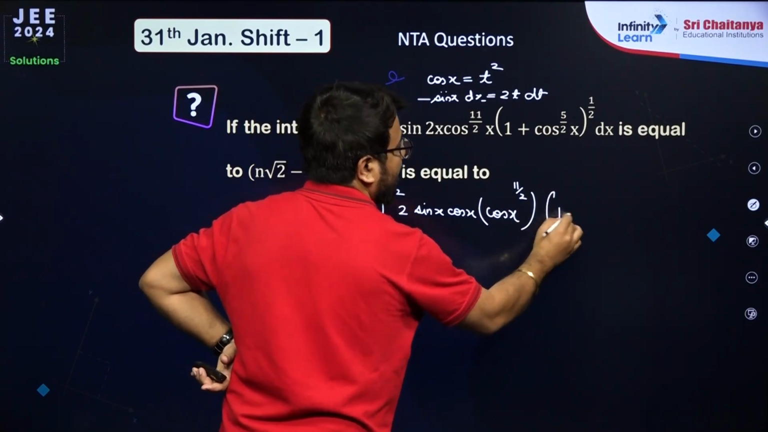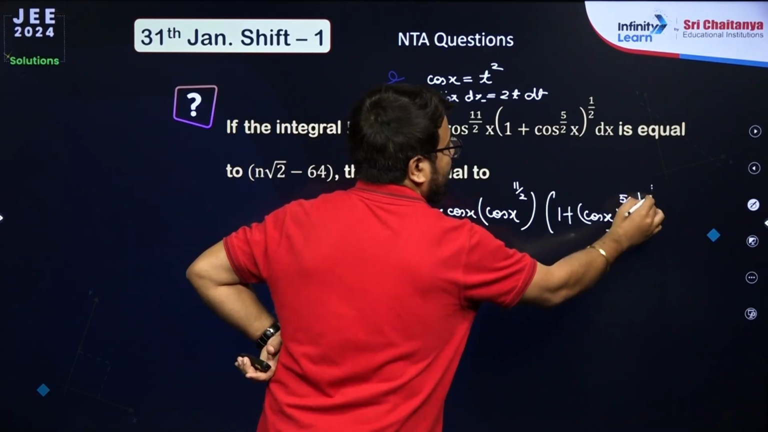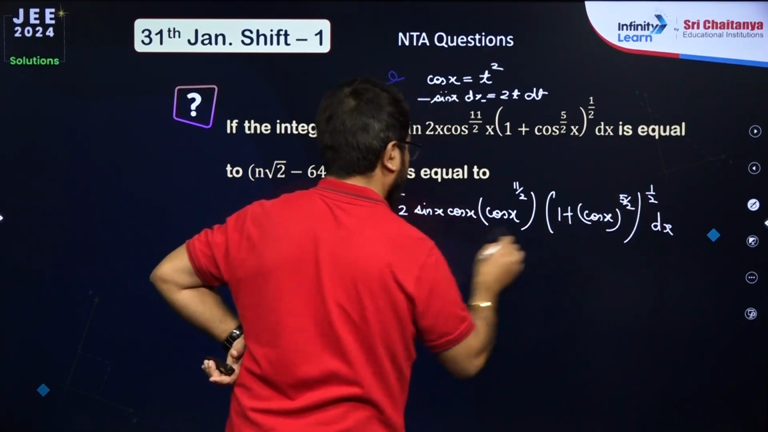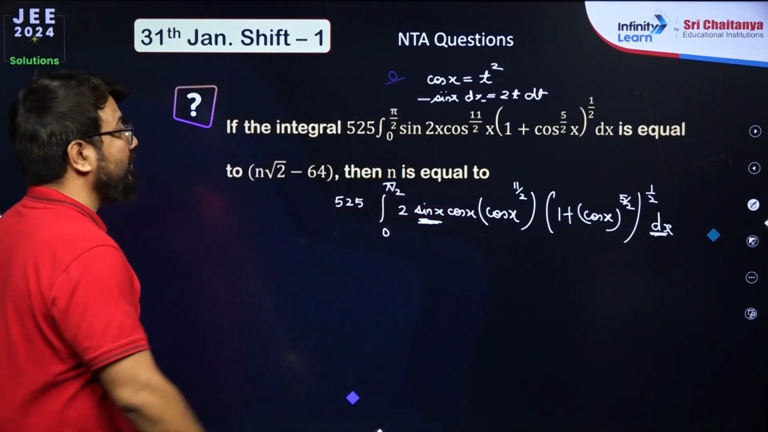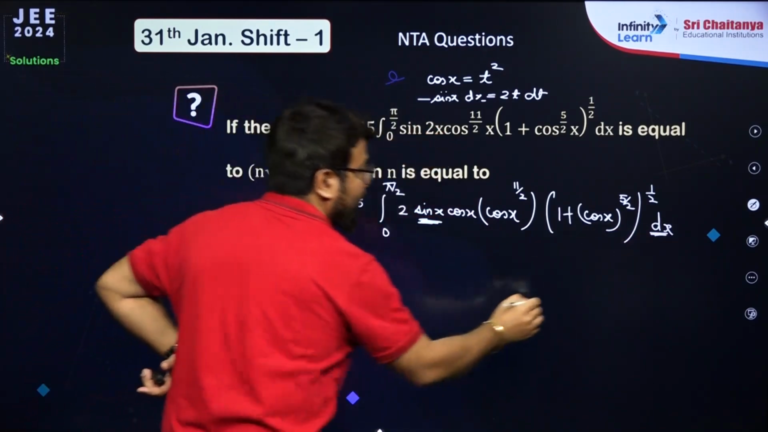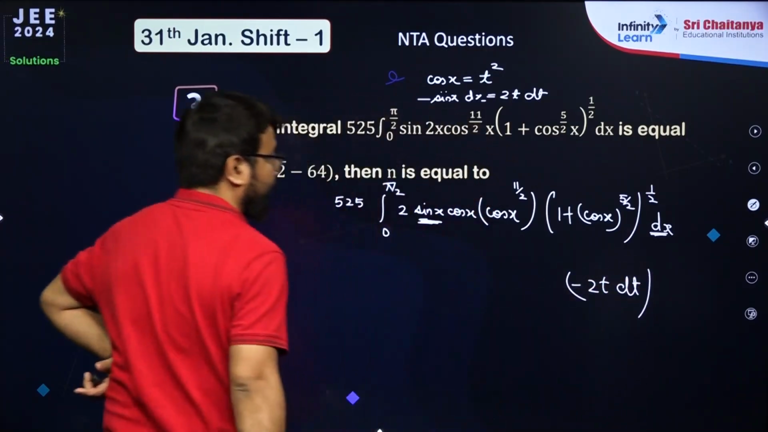And then we have 1 plus cos x raised to the power 5 over 2, and this whole is power half, and then dx. Now this sin x dx is getting absorbed with the minus, because minus sin x dx will be 2t dt. So instead of that, I'll be writing 2t dt with a negative sign.